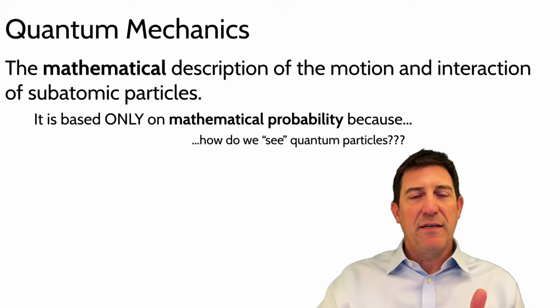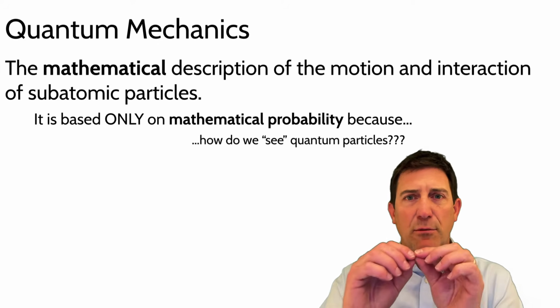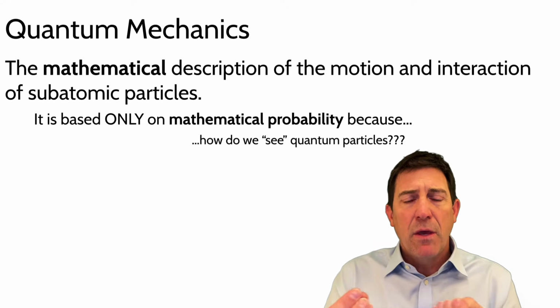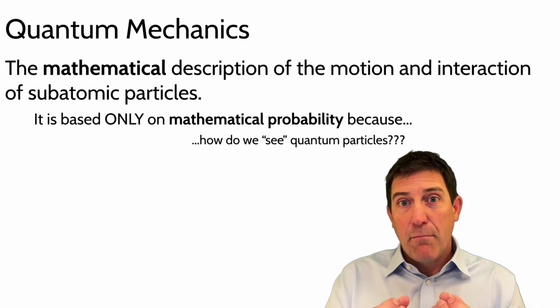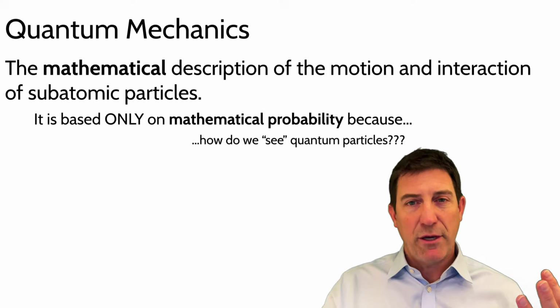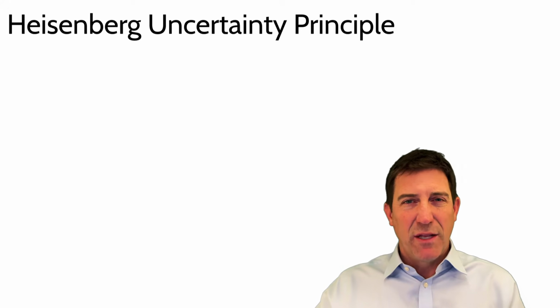The problem is, how are we supposed to see quantum particles? How are we supposed to see things that are smaller than an atom when we really can't even see the parts and pieces of an atom? Well, we can't see them, but we can understand them mathematically and try to build a visual picture of them based off of the math. That's where this actually gets really challenging.